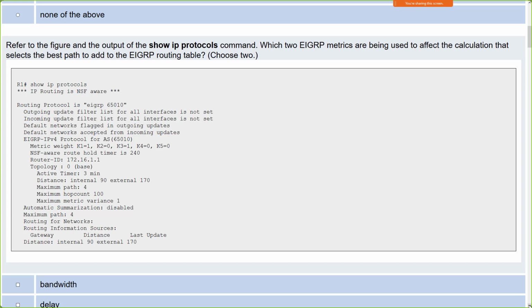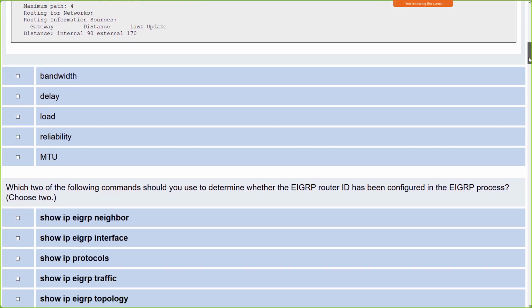Refer to the figure and the output of the show IP protocols command. Which 2 EIGRP metrics are being used to affect the calculation that selects the best path? So if you look at the output here, we see the metric weights. The metric weights is what's tied directly to the variables within the metric. K1 is equal to 1. K3 is equal to 1. The rest are 0. K1 corresponds to bandwidth. K3 corresponds to delay. So that would be my answer in this case. Bandwidth and delay are the 2 components.